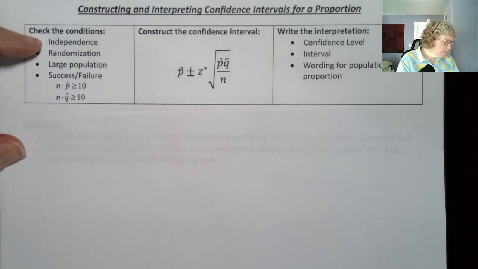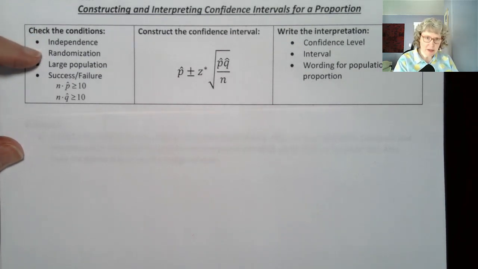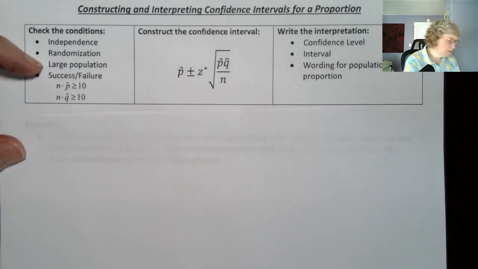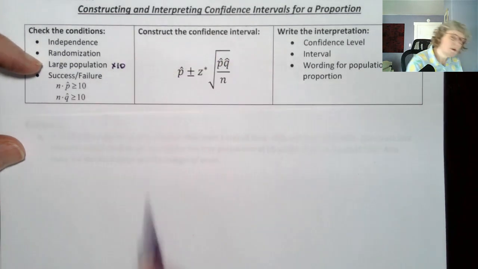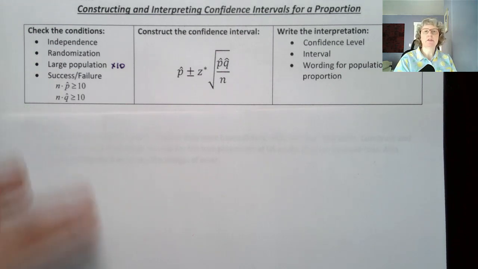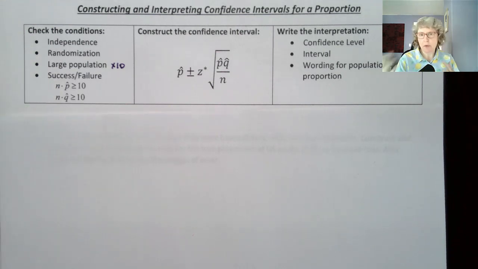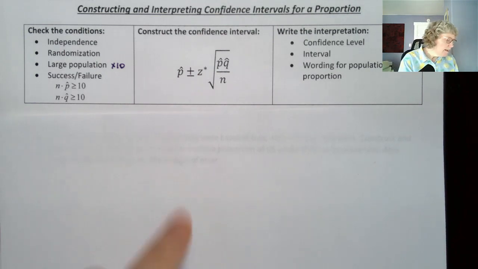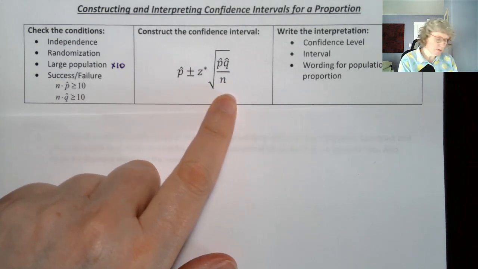Independence: the subjects need to be independent of each other in terms of the variable in question. We need a random sample. We need to be sampling from a large population, so our population needs to be 10 times our sample size. And then the success-failure condition: n times p hat and n times q hat both need to be greater than or equal to 10. That's to make sure we have a big enough sample size relative to p to have our normal distribution. And I've repeated the formula here, the same one we were just using.